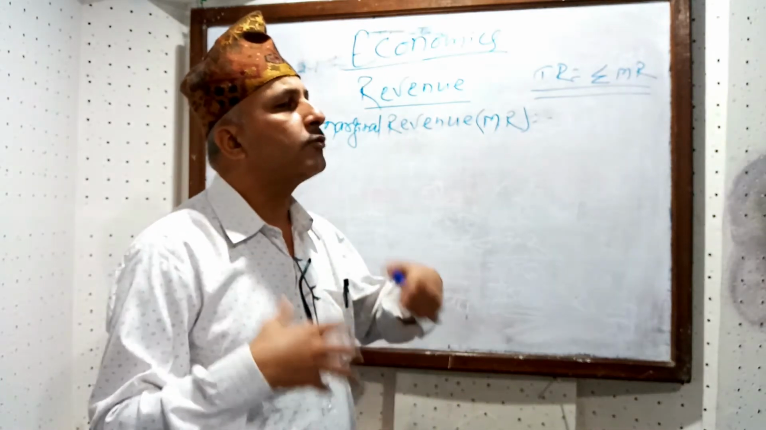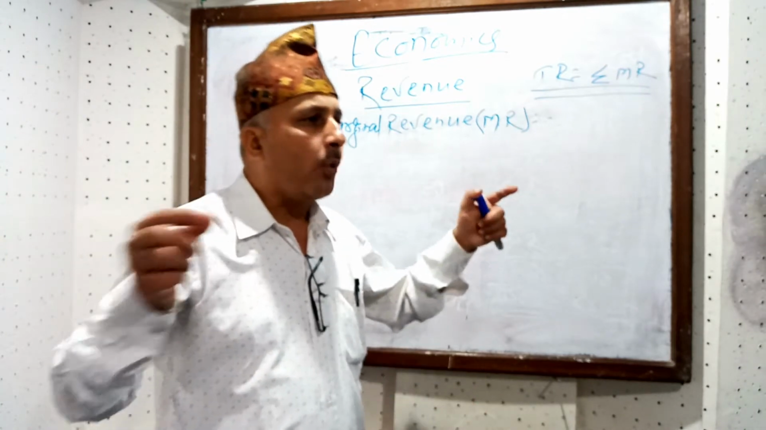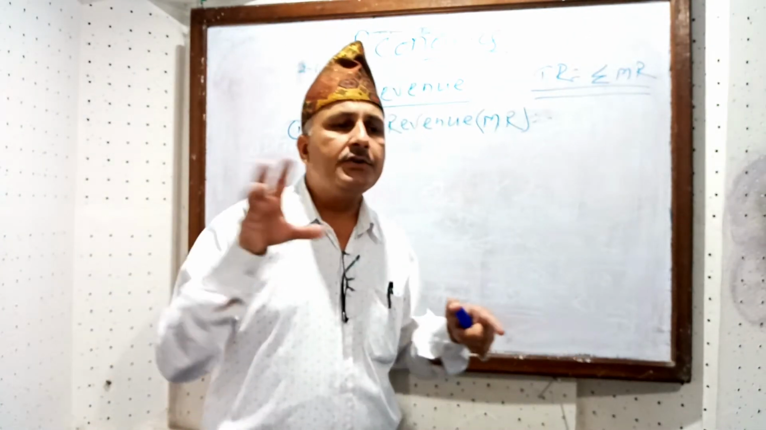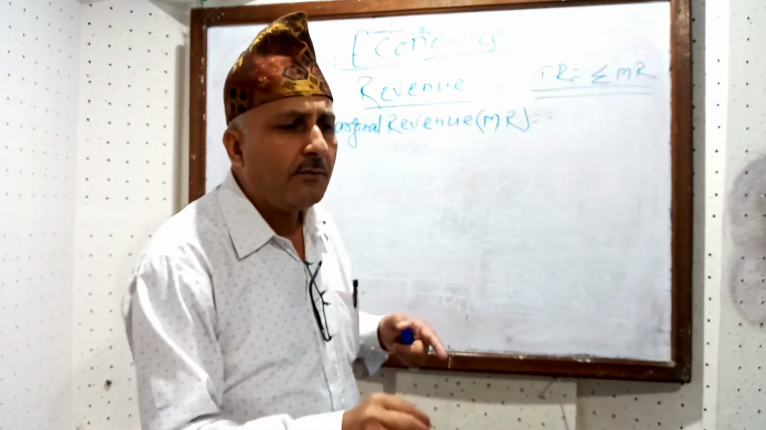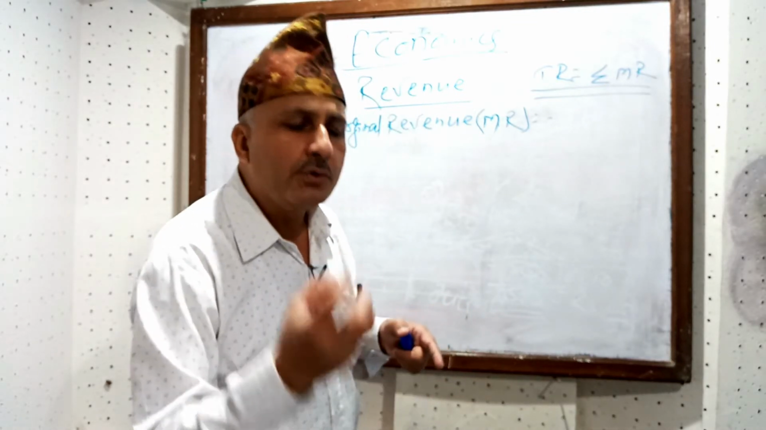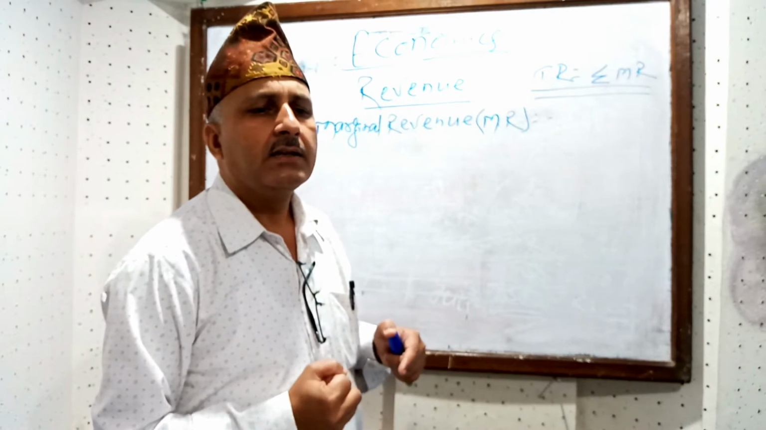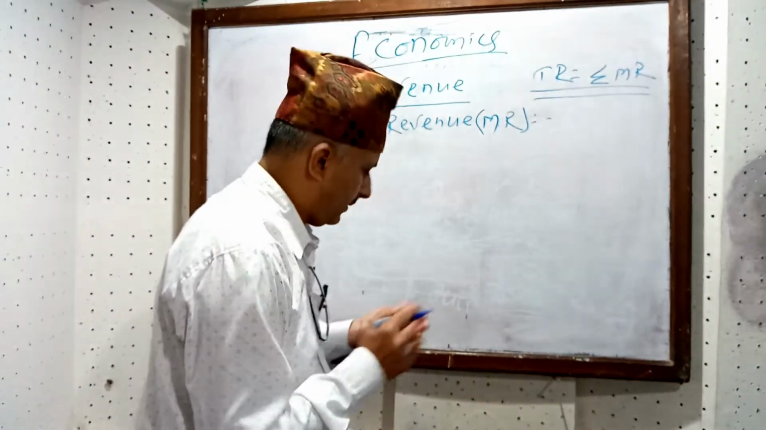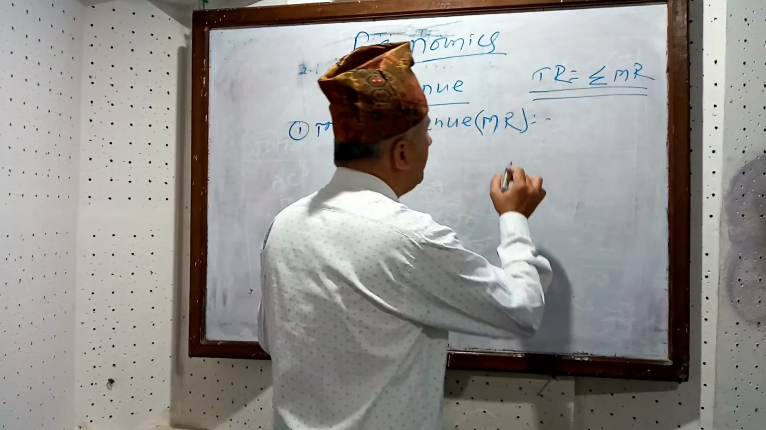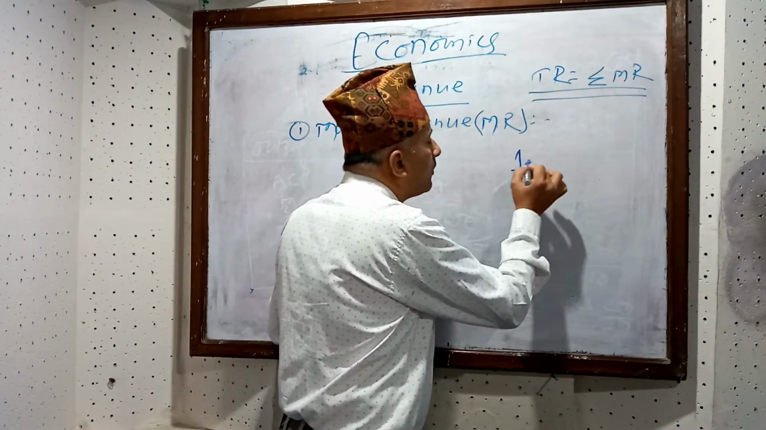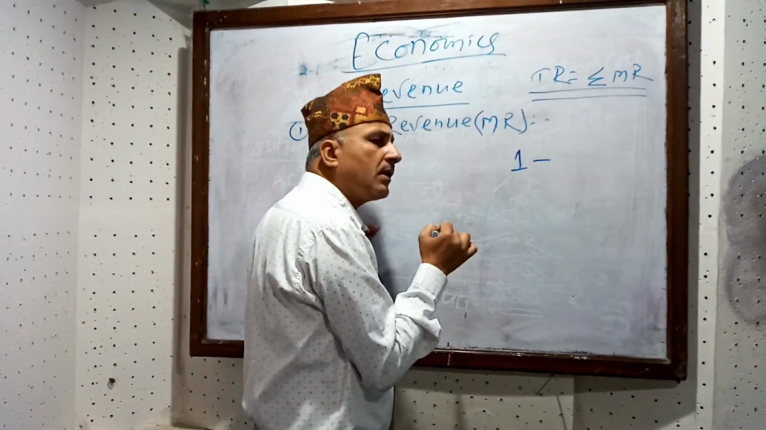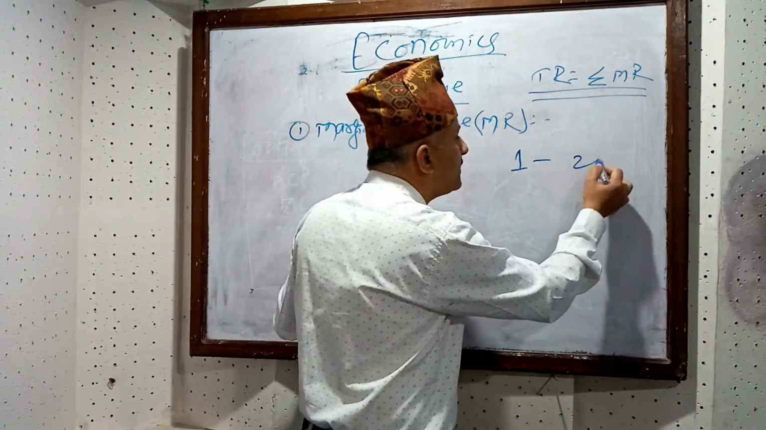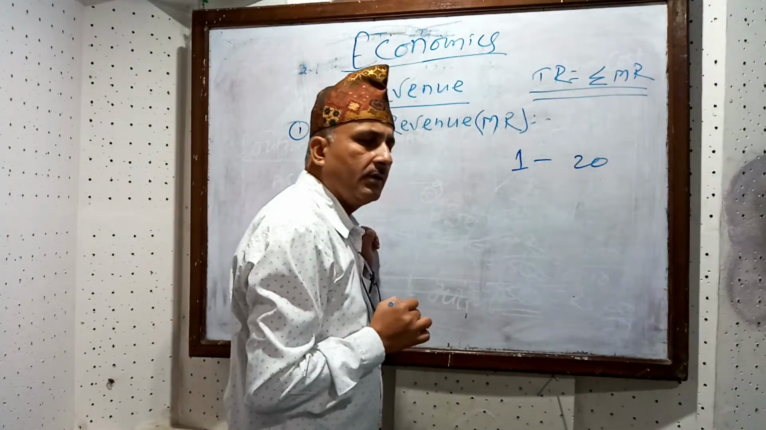That means the amount at which total revenue changes due to the sale of one unit of a commodity, that is called marginal revenue. Suppose, look here. When a producer sells one unit of a commodity, then total revenue is equal to 20 rupees, suppose.